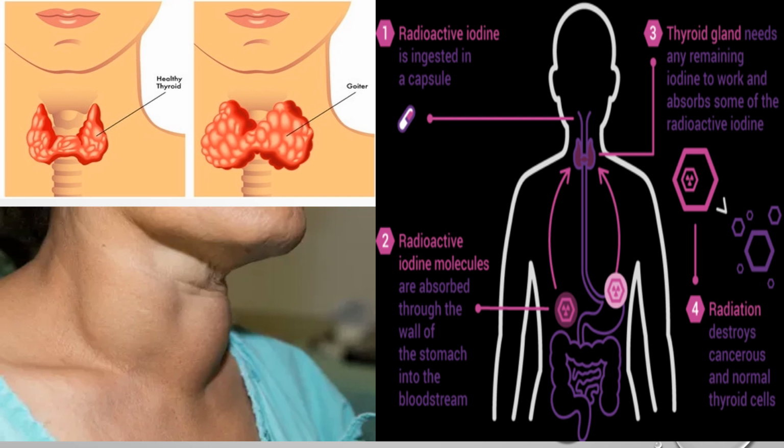When he ingests the capsule, the radioactive iodine gets absorbed from the walls of the stomach and enters the bloodstream. Now the thyroid gland needs iodine, so it will absorb the radioactive iodine. And this radioactive iodine, absorbed by the thyroid gland, because of its radiations, can help to kill the extra cells, or the cells which are increasing in number. Thereby it helps to treat goiter. Okay.